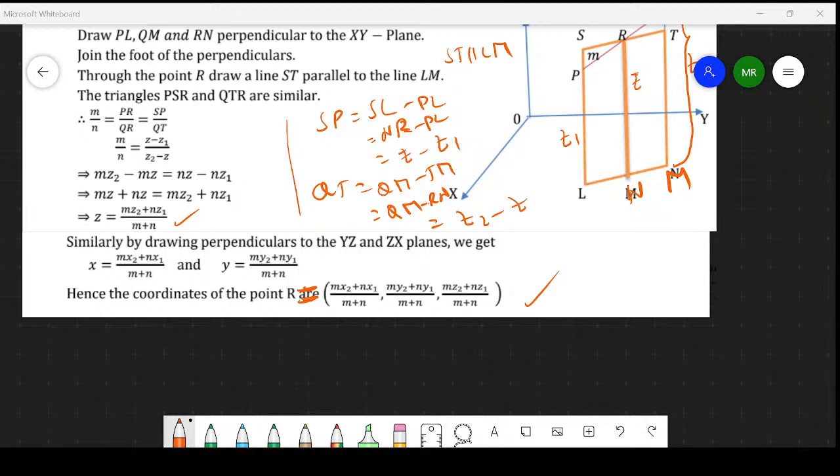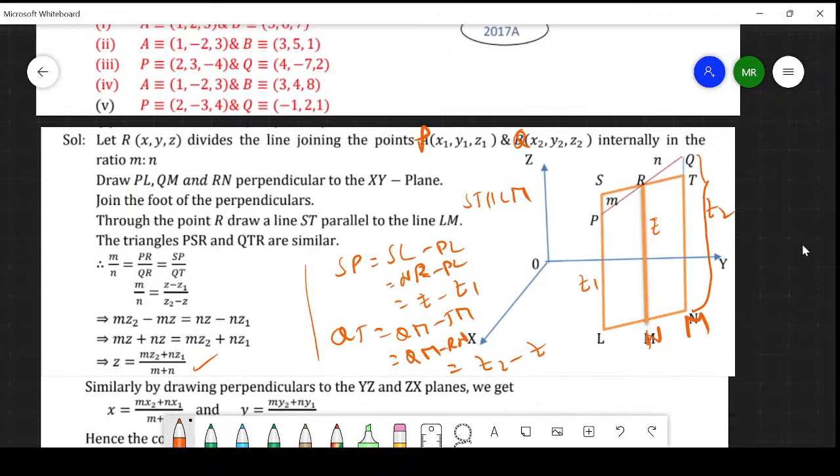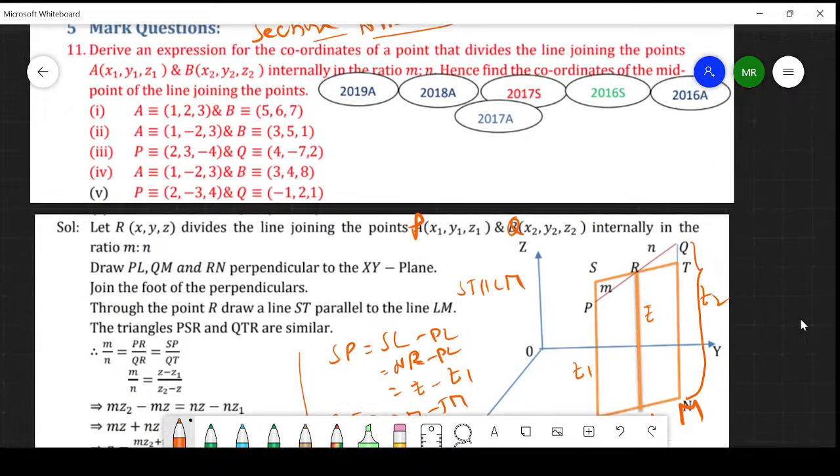If you understood, I am going to explain the last part now. Only a 1 mark question will be there in that. Now you can see the last part. After completing this, we'll go back one step. The problem you can see here, they are asking what is the midpoint. Hence find the coordinates of the midpoint of the line joining the points. When it is the midpoint, the ratio will be 1:1.